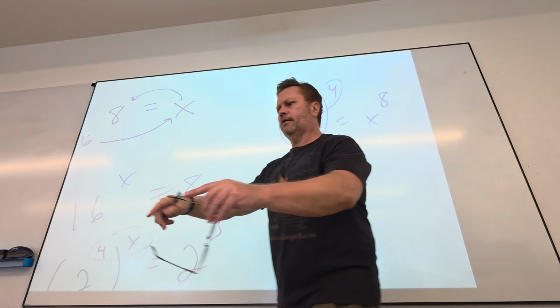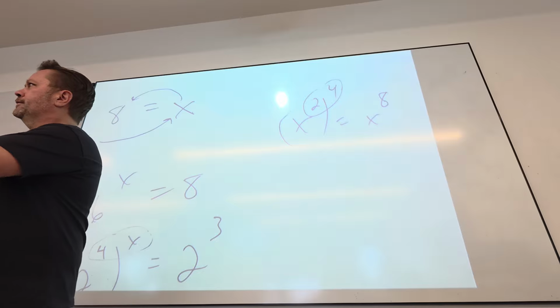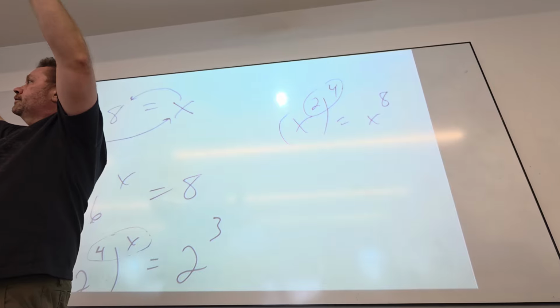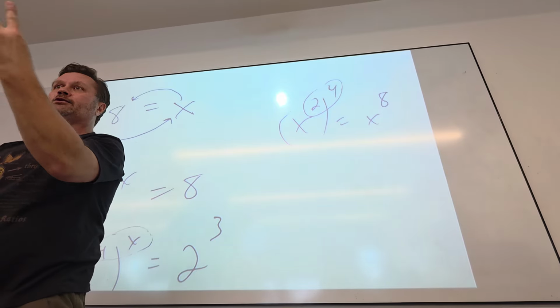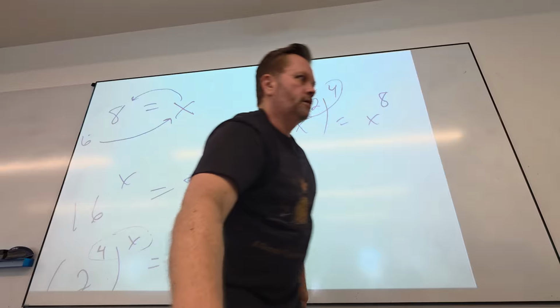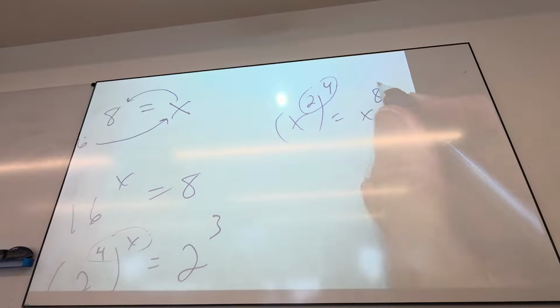Okay, I got 4. One group has 2. And I have 4 groups of 2. 8. That's the definition of multiplication, yes? 4 boxes, each box has 2 apples in it. How many apples do I have? 4 times 2. Yes? All right. So when I have something with a power raised to a power, I multiply the power.